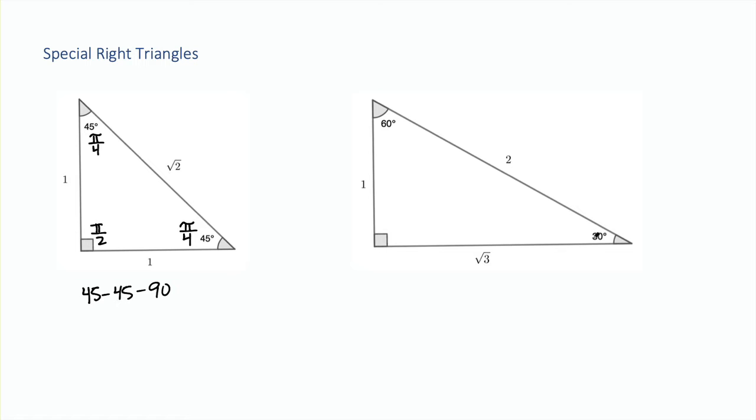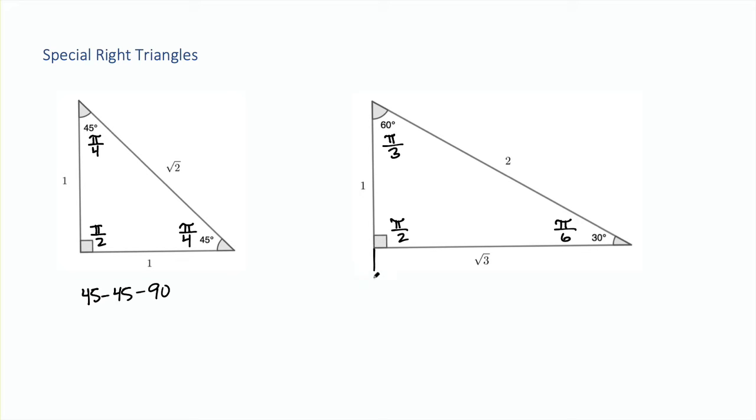The other special right triangle is the 30, 60, 90 triangle. Okay, and again, in radians, that's pi over 6, pi over 3, and pi over 2. And for this, you'll notice that the shortest side is half the length of the hypotenuse, and the other leg is the square root of 3 times the length of the shorter side. Now, if you don't remember these numbers, you can come up with them.